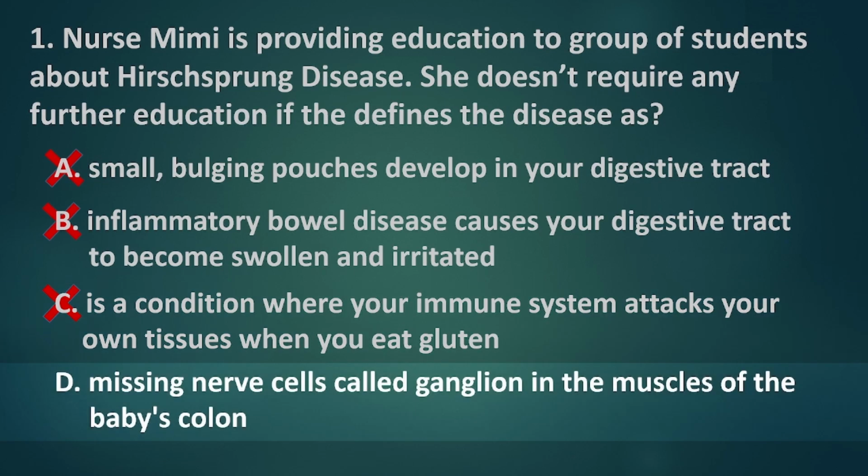Option D. Missing nerve cells called ganglion in the muscles of the baby's colon, also known as aganglionic megacolon, is the correct definition of Hirschsprung disease, which makes option D the correct answer.